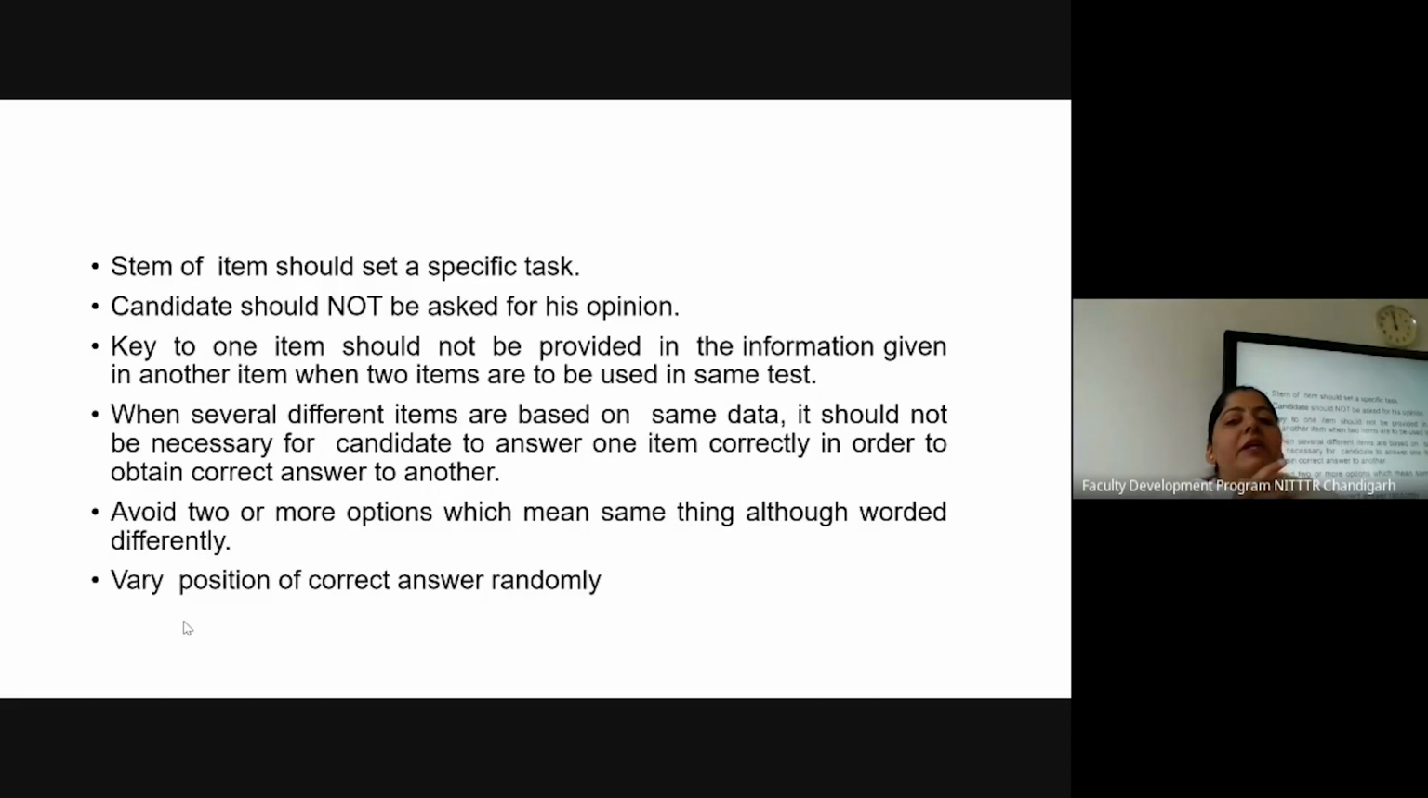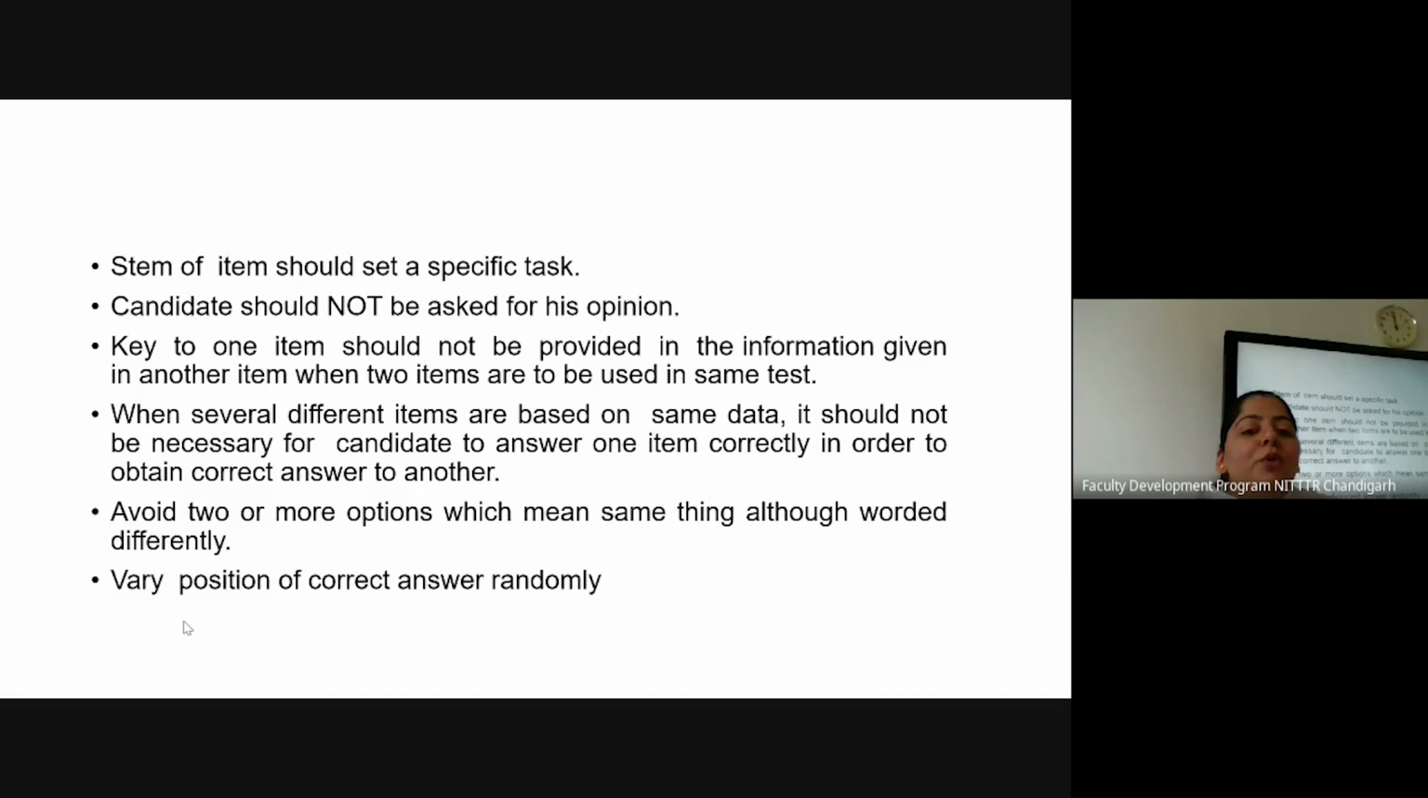When several different items are based on the same data, it should not be necessary for the candidate to answer one item correctly in order to obtain correct answers to the other. ये हम किस में कर सकते हैं? अपने क्लासरूम इन्वायरमेंट. When for a given topic there are multiple items, but in the final examination we are not able to do these kind of activities.